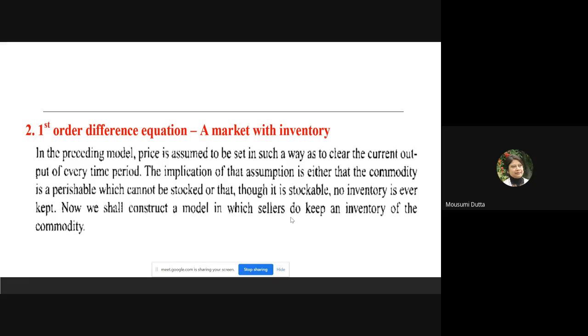Now we shall construct a model in which sellers do keep an inventory of the commodity, where there will be the notion of stock. In the earlier model, there was no notion of stock. Market is cleared in every period. However, in this model, we are allowing the sellers to keep an inventory. Because cobweb type of model is generally very much applicable for perishable commodities. However, all the commodities in reality are not perishable. So we need to discuss some other model which will help us to capture the reality.